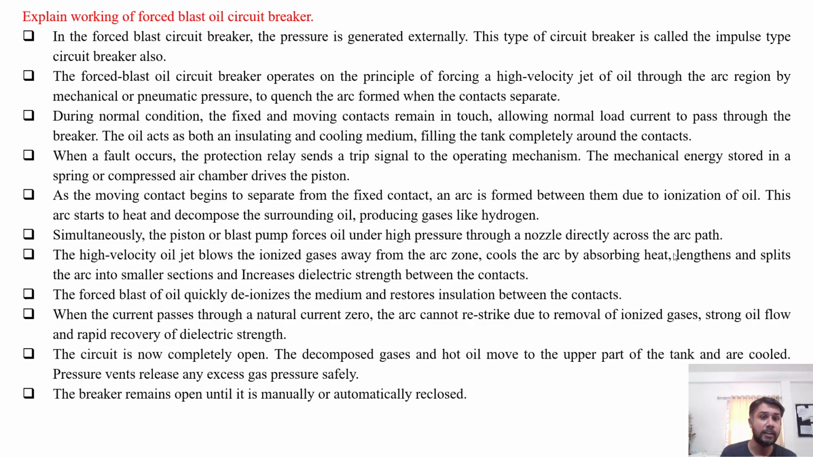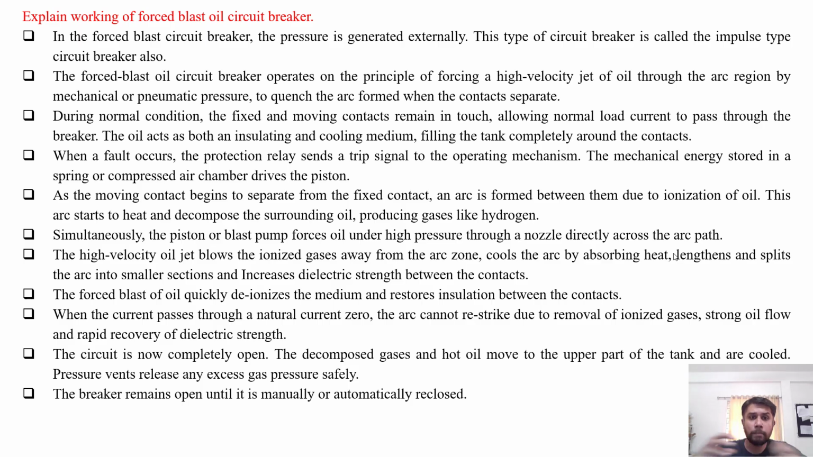Now when a fault occurs, the protection relay sends a trip signal to the operating mechanism. The mechanical energy stored in the spring or the compressed air chamber drives the piston in a downward motion. As the moving contact begins to separate from the fixed contact, an arc is formed between the contacts due to the ionization of the oil. This arc starts to heat and decompose the surrounding oil and produces gases like hydrogen and hydrocarbons.